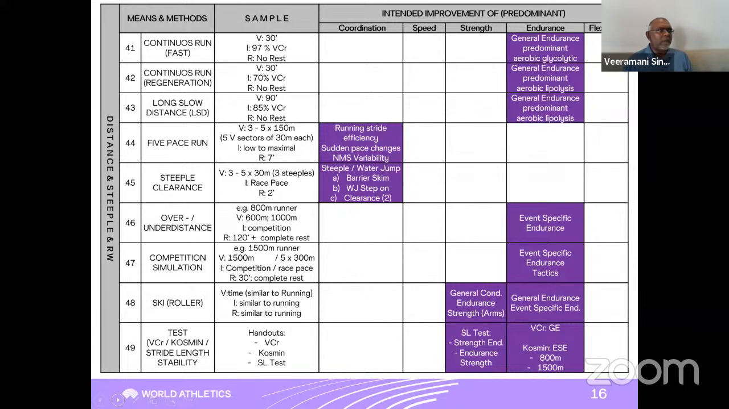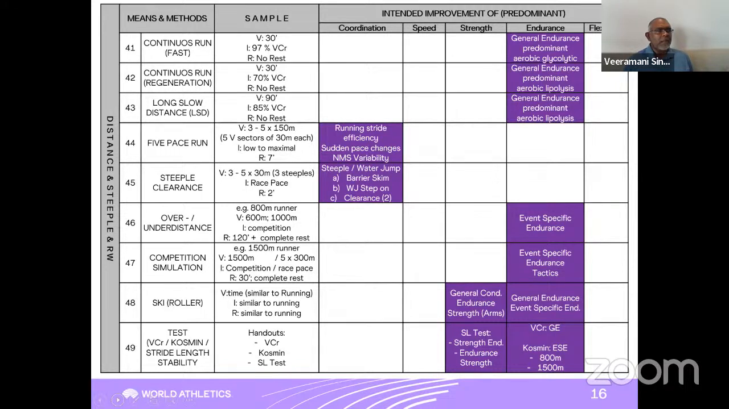Five-pace theory, or five-pace runs, is where you're moving through varying speeds of velocity, but in shorter segments of 30 meters. So every 30 meters, the speed is changing. This is to create what we call neuronal variability.